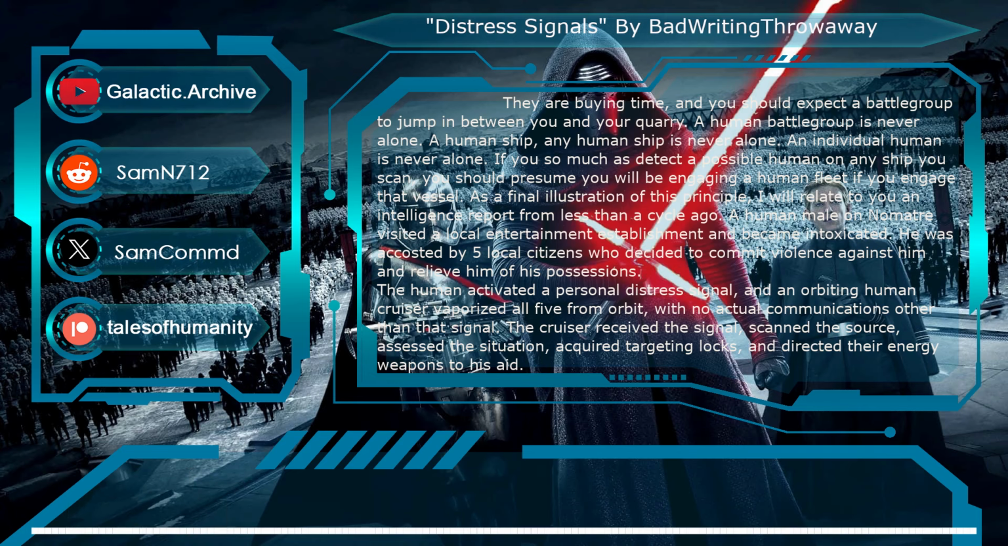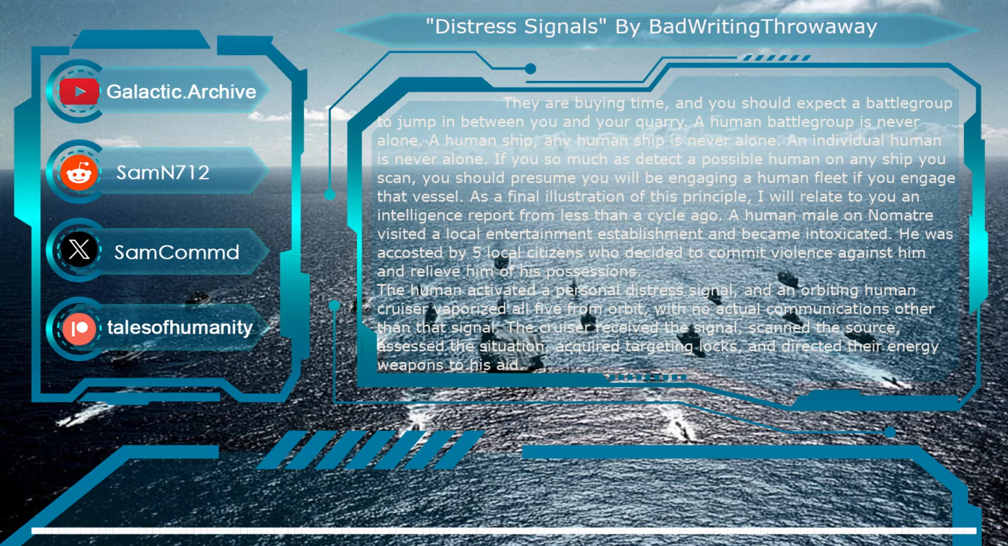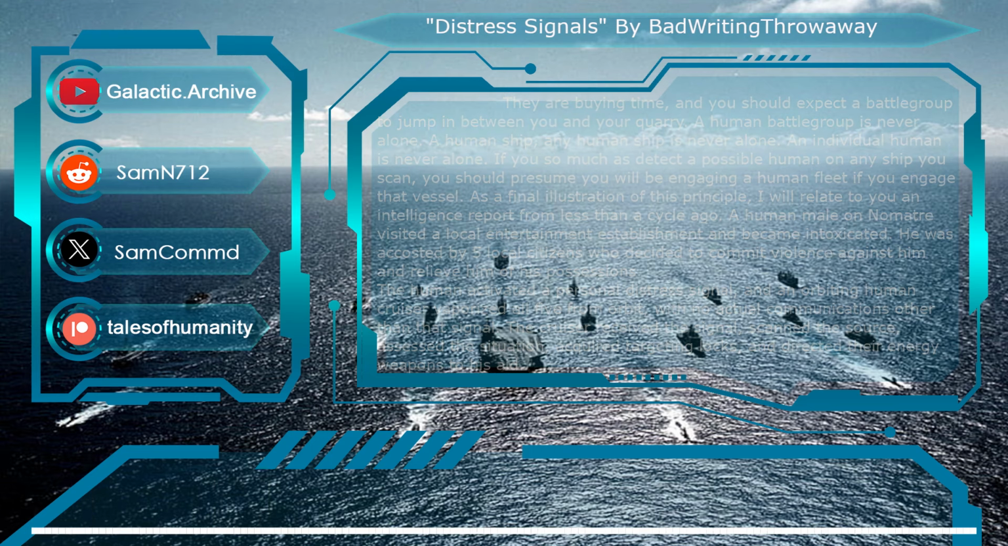As a final illustration of this principle, I will relate to you an intelligence report from less than a cycle ago. A human male on Amateur visited a local entertainment establishment and became intoxicated. He was accosted by 5 local citizens who decided to commit violence against him and relieve him of his possessions. The human activated a personal distress signal, and an orbiting human cruiser vaporized all 5 from orbit, with no actual communications other than that signal. The cruiser received the signal, scanned the source, assessed the situation, acquired targeting locks, and directed their energy weapons to his aid.